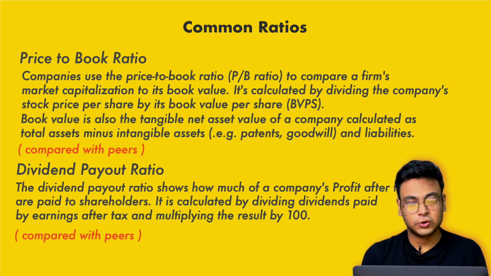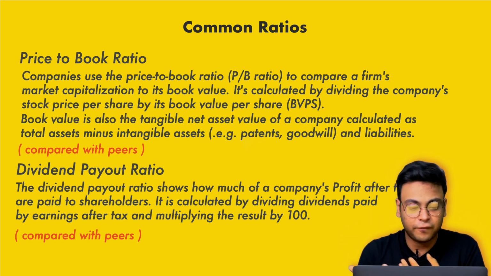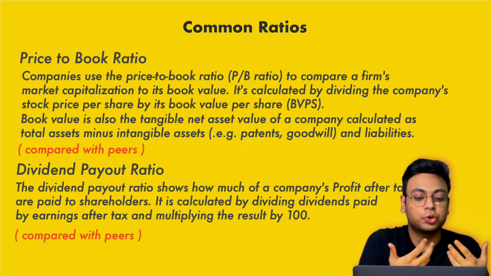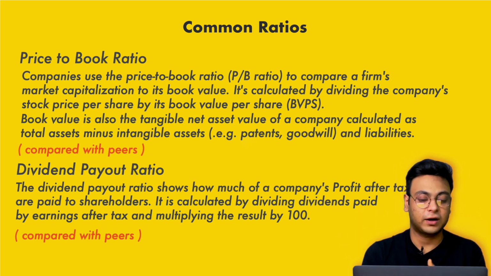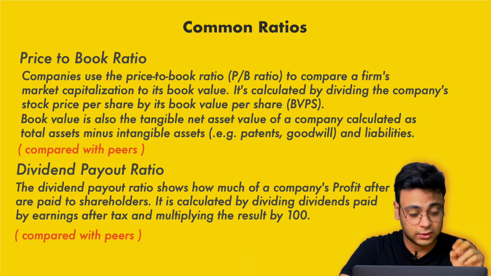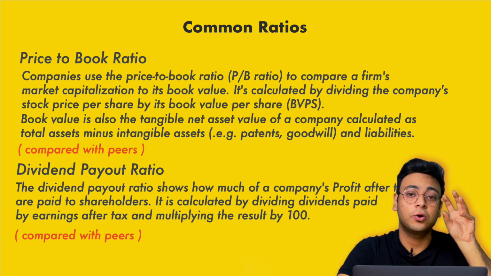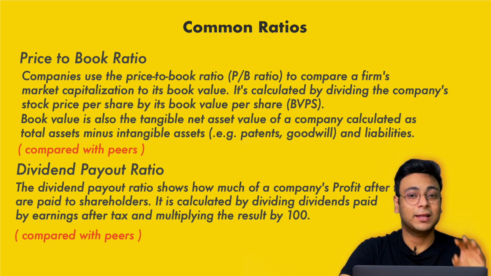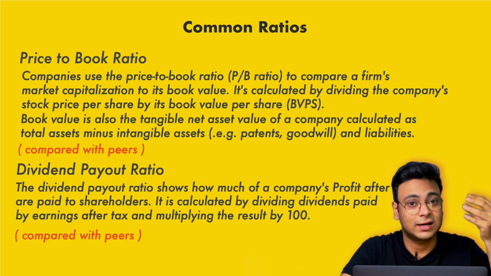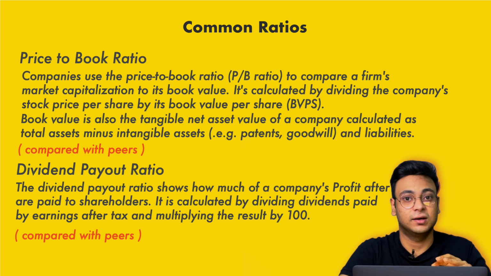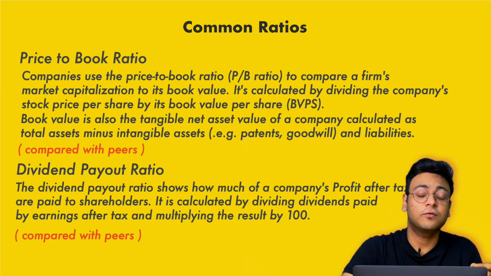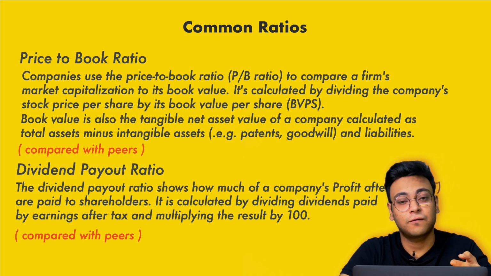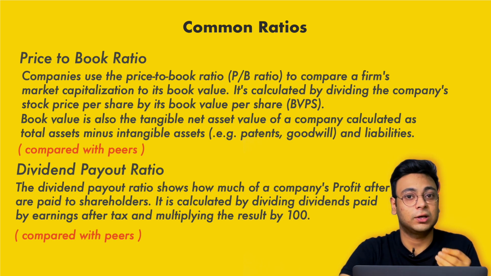Sixth ratio on the list is the dividend payout ratio. Now, the dividend payout ratio shows how much of the company's profit after tax, PAT, is paid to shareholders. It is calculated by dividing the dividends paid by earnings after tax or profit after tax and multiplying the result by 100. Basically, the percentage that you get is a method of seeing how much of the company's net profit you are getting as a dividend. So the EPS of the company that we saw in the starting of the video, what portion of that will you get if the company pays dividend, is what the dividend payout ratio tells you.